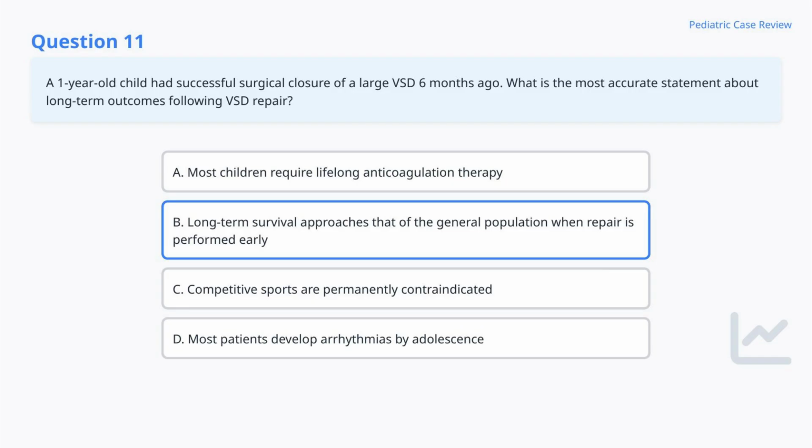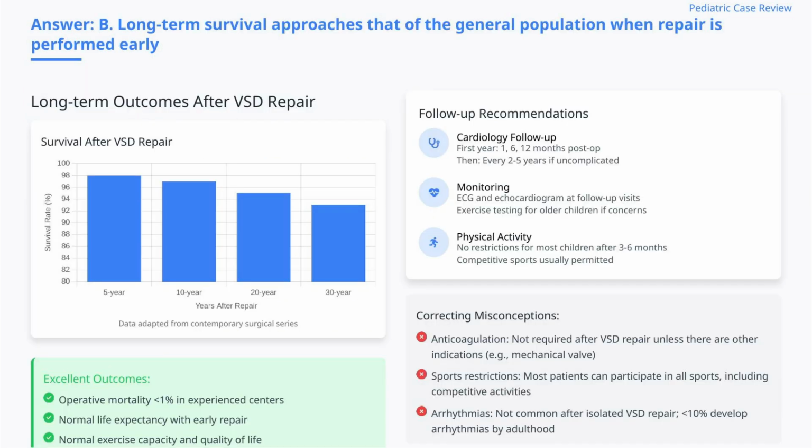A 1-year-old child had successful surgical closure of a large VSD 6 months ago. What is the most accurate statement about long-term outcomes following VSD repair? Your options are A. Most children require lifelong anticoagulation therapy. B. Long-term survival approaches that of the general population when repair is performed early. C. Competitive sports are permanently contraindicated. Or D. Most patients develop arrhythmias by adolescence. Consider what we know about the prognosis after successful VSD repair in the current era. The correct answer is B.